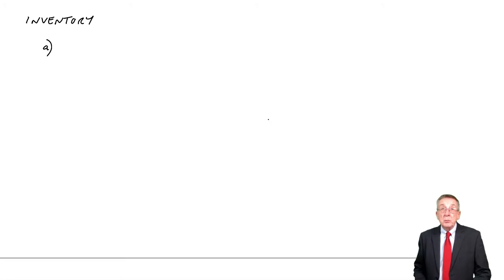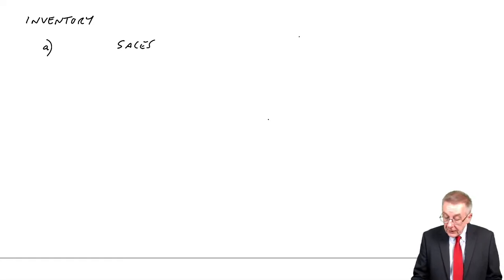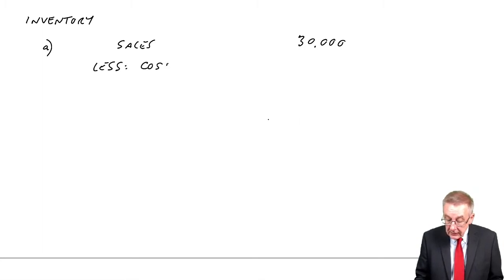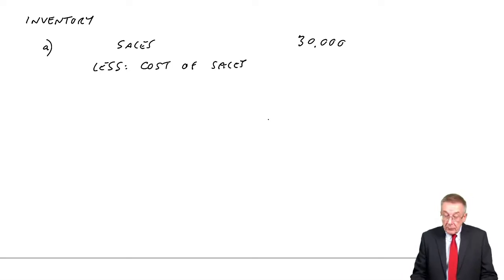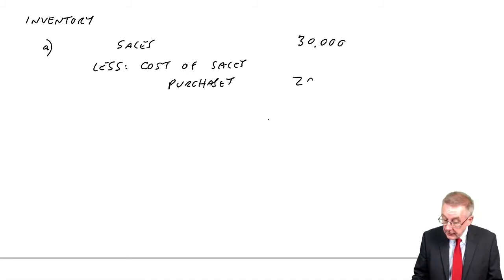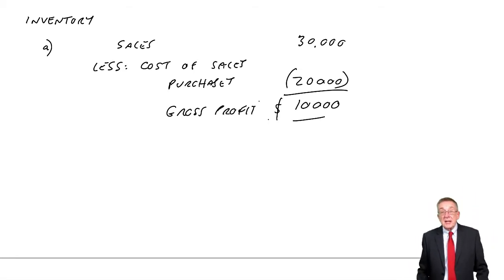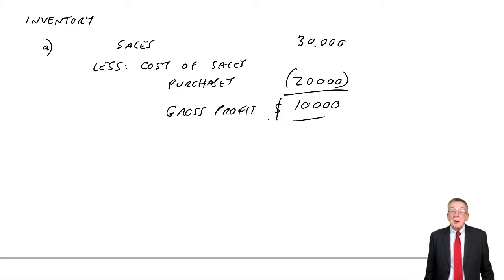Well, I hope absolutely no problem. To get that first bit, the gross profit, we take the sales, which were 30,000. We subtract the cost of the sales. Well, that was the purchases of 20,000. And therefore, the gross profit is 10,000. And of course, then in the full statement of profit or loss, you've got all the various expenses. But that's the gross profit in the first year.